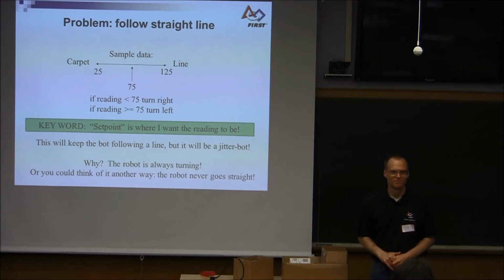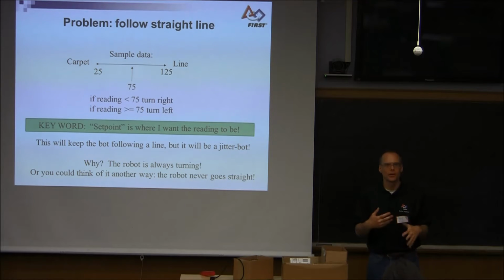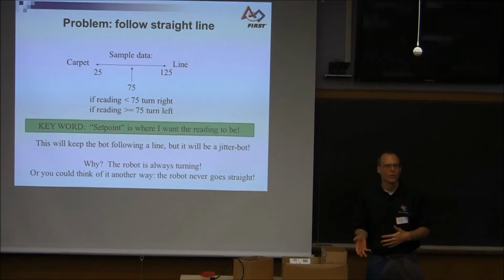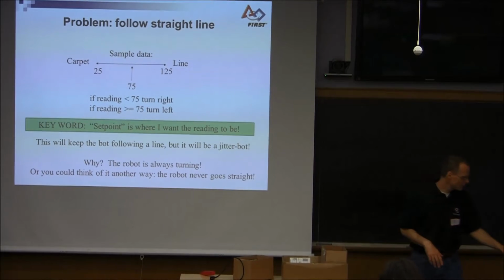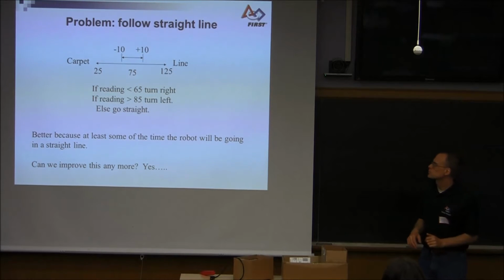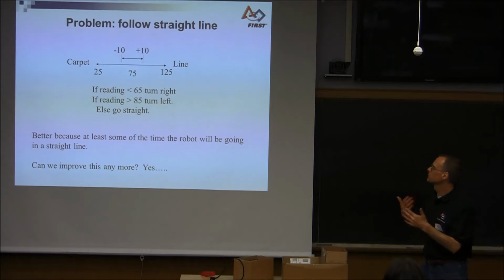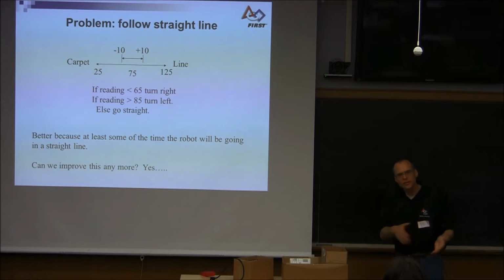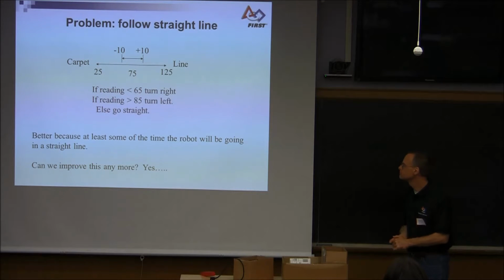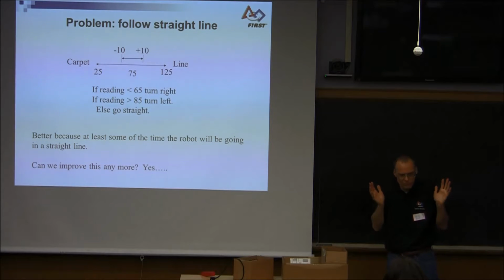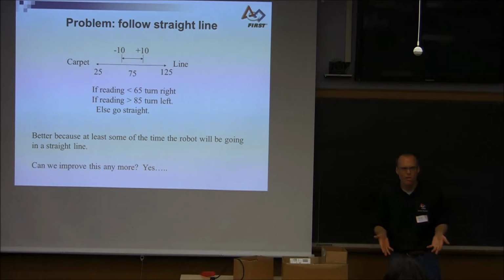Call it a jitterbug. Just a cute name. The robot's always turning, or put another way, it never goes straight. Well, maybe I can fix it. How about if I do this? I say, if my reading is within 10 of my set point, that's good enough, I'll go straight. Otherwise, I'm going to be turning. I have to believe this would be somewhat better. At least sometimes the robot's going to be going in a straight line, right?